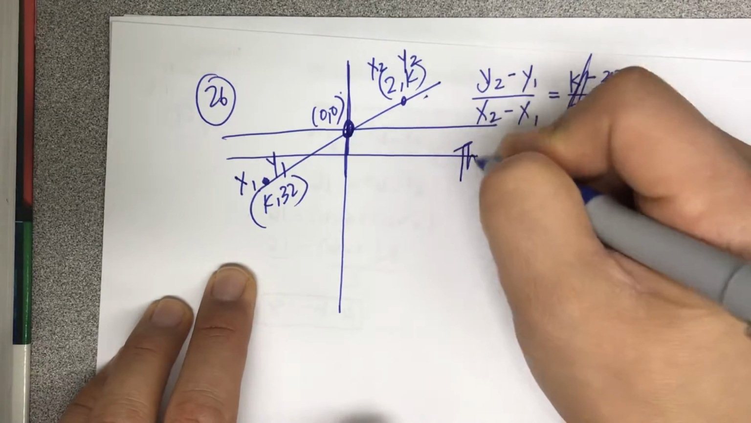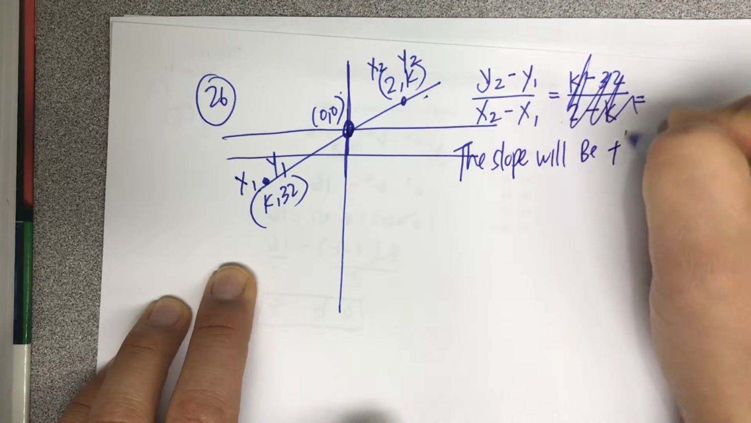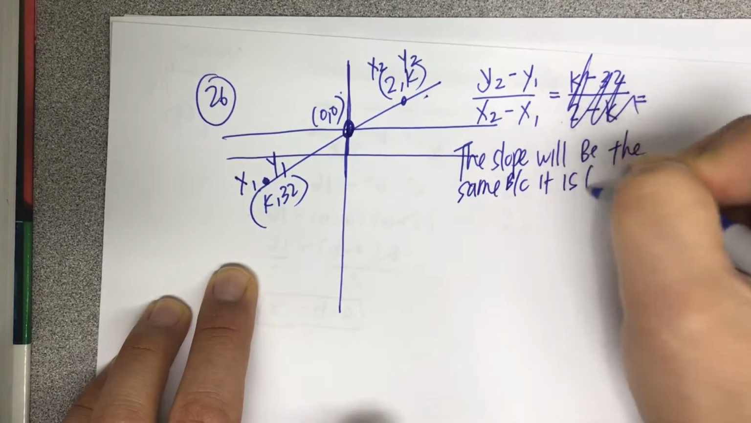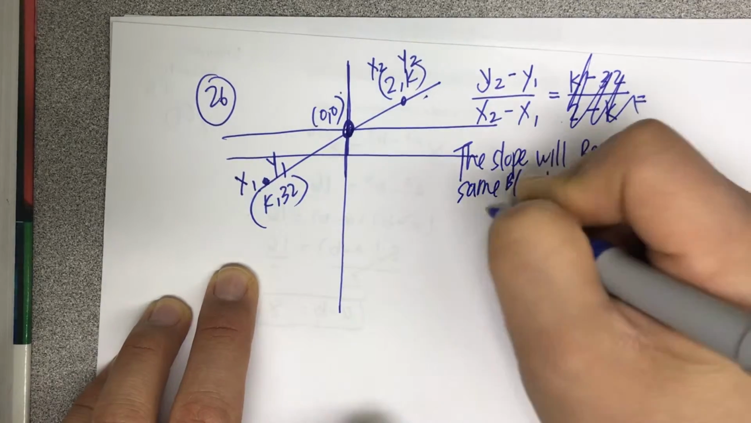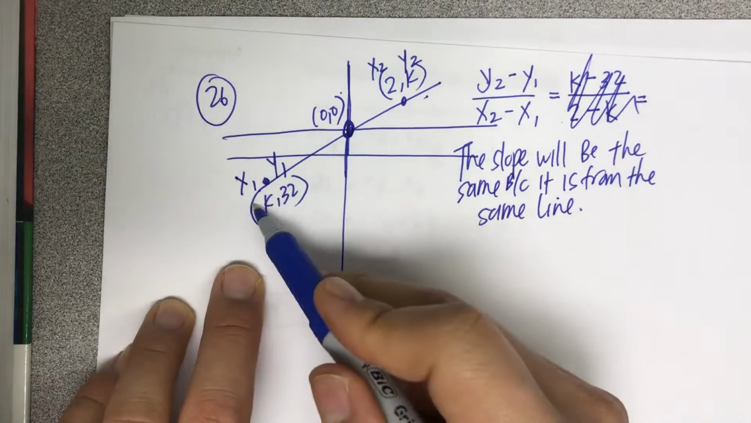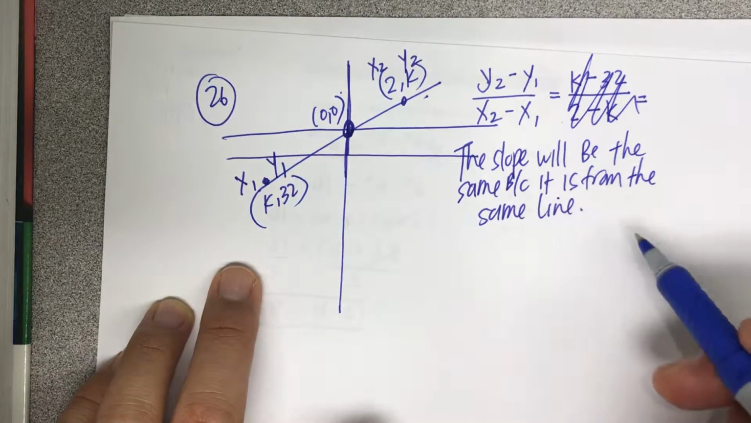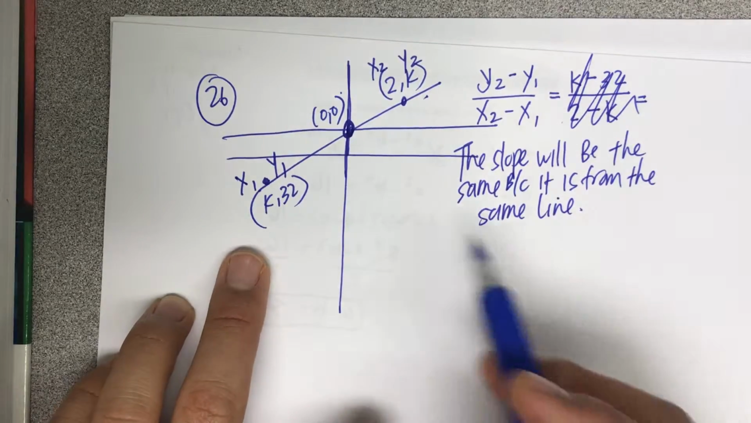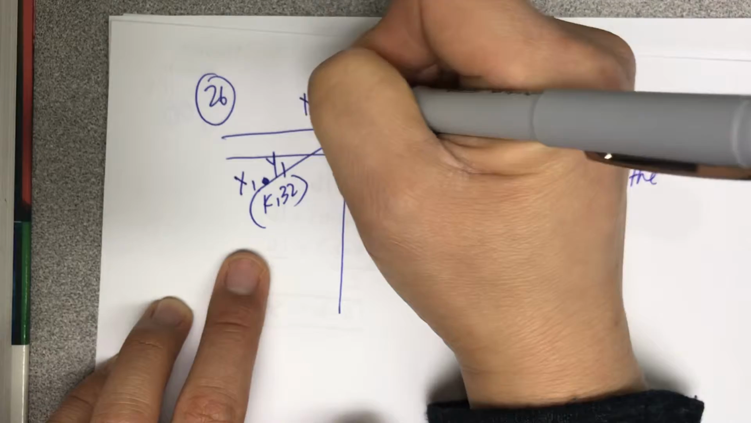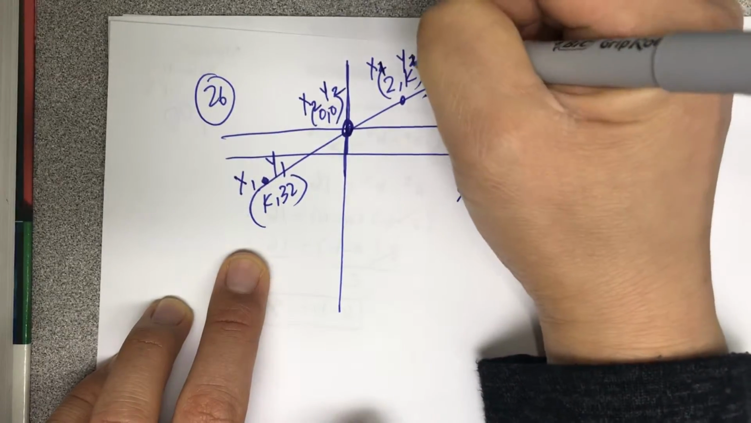The slope will be the same because it is from the same line. Therefore, if I use any 2 points on the line, it will work, and I'll show that to you guys, okay? So I'm going to use (0, 0). So let's make this x2 and y2. And this still will be x1 and y1, okay?